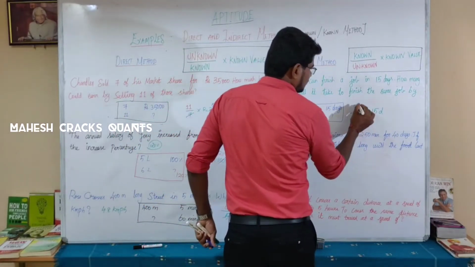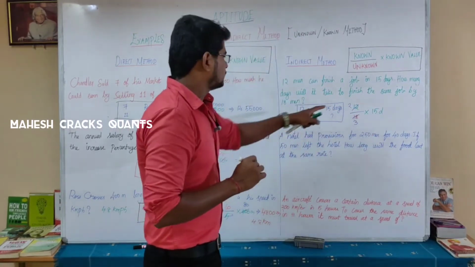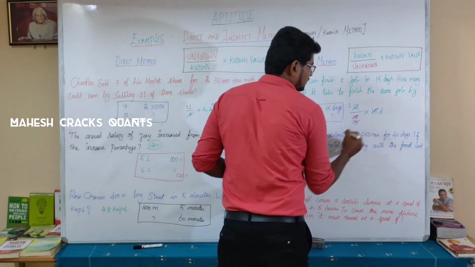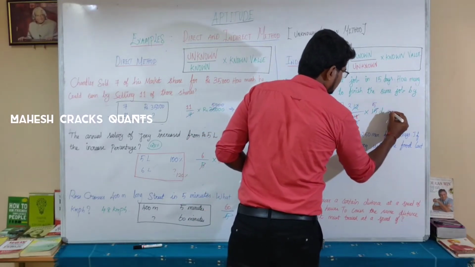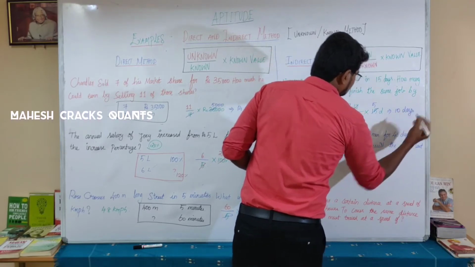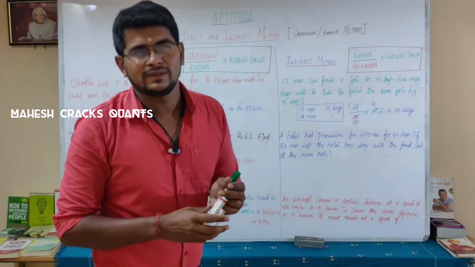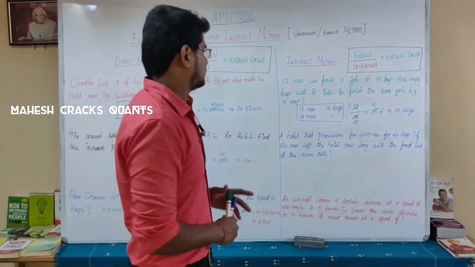Cancelling this, 2 times 6, 3 times 6 is 18. So 2 by 3. Cancelling this, 5 times 3 is 15. So the answer is 10 days. If you assign 18 men instead of 12 men, the work will be finished in 10 days. Let's move to the next question.